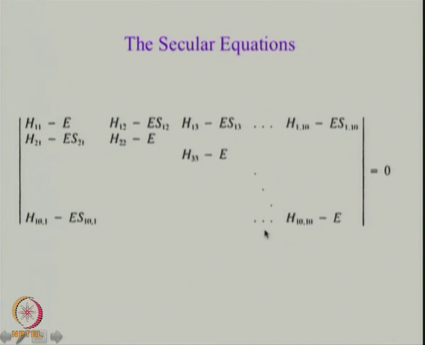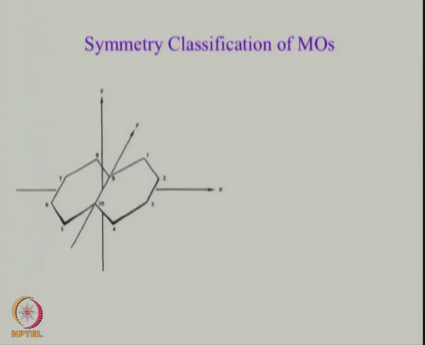This is the secular determinant for your naphthalene. What is n here? What is the order? 10, right, 10 atoms. You want to solve this determinant, you are going to get an equation in E to the power 10. Of course, it is solvable, you can do it, but what we will see is we do not have to do it. We can use symmetry to break it down into smaller equations. Right. So, here we are, let us begin.